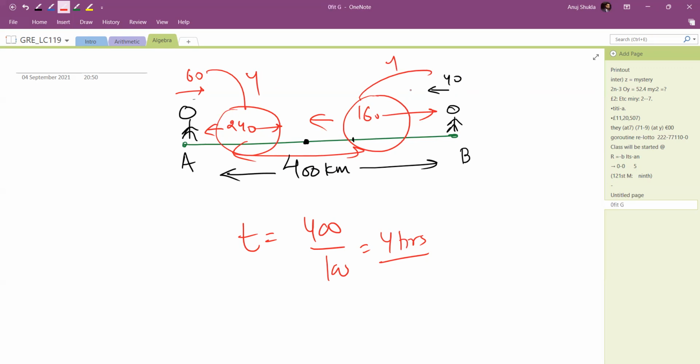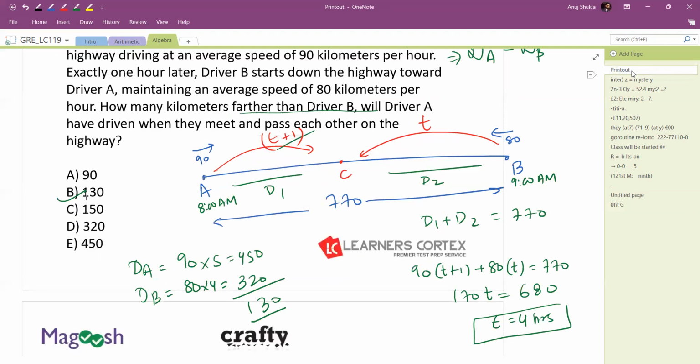Understood? If they are meeting, time is the same, time taken is the same, then only they can meet. Are you there? Yes, sir. Understood? Yes, sir. So now you have a doubt whether it will be t plus 1? No, sir. Okay. The same question you can do this way.